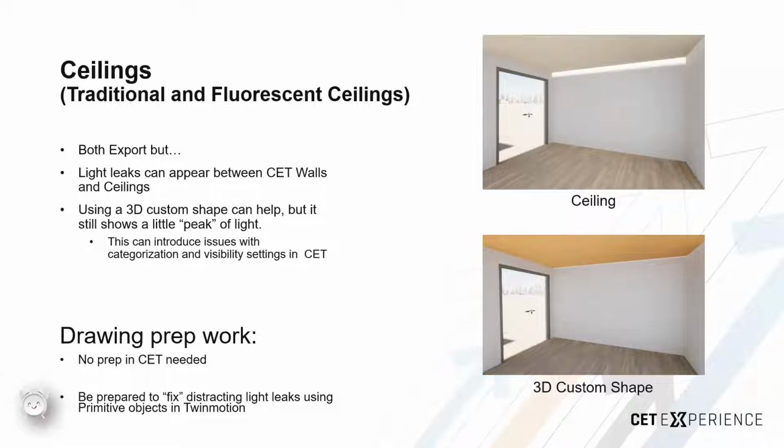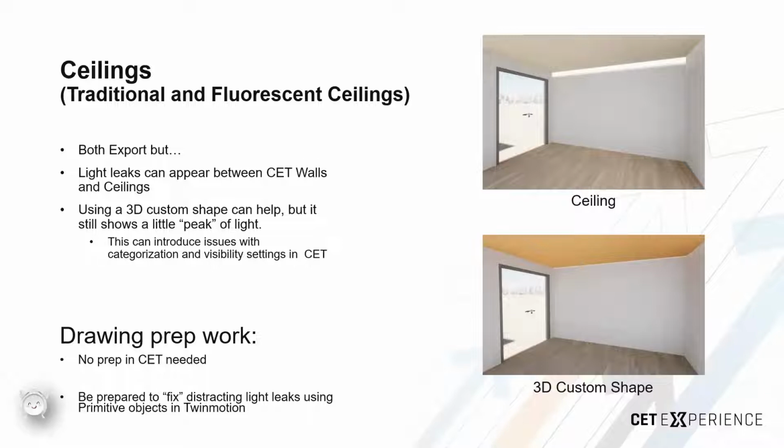You can replace the traditional ceiling with a 3D custom shape in CET, and it helps remedy the light leaks, but it does introduce some categorization and visibility setting issues in CET, since now instead of a ceiling, you've got a 3D object that also needs to be toggled on and off when you're trying to work in it with furniture or something like that.